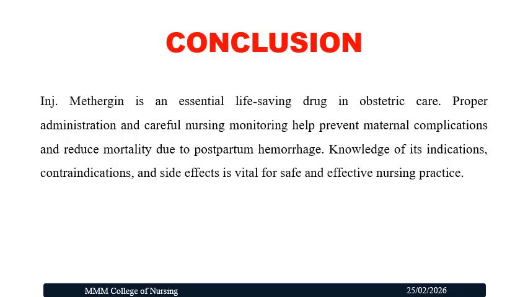Conclusion. Injection Methergin is an essential life-saving drug in obstetric care. Proper administration and careful nursing monitoring help to prevent maternal complications and also reduce mortality due to PPH. Knowledge of its indications, contraindications, and side effects is vital for safe and effective nursing practice.